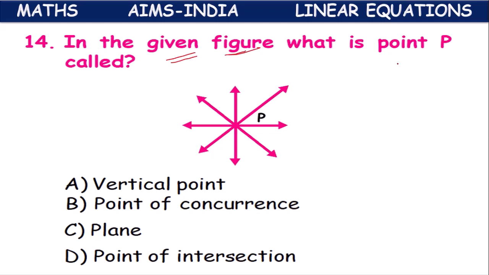In the given figure, what is the point P called? Here, different lines passing through one point. So, the lines are called concurrent lines. Then, what about that point? Point is called point of concurrence.